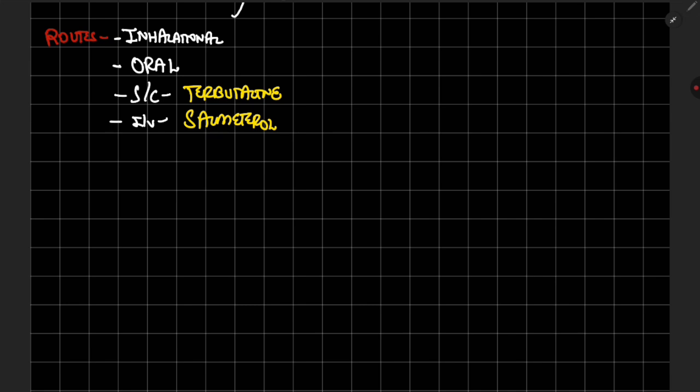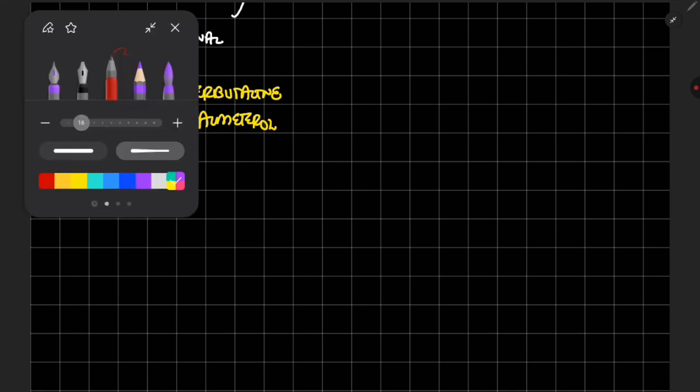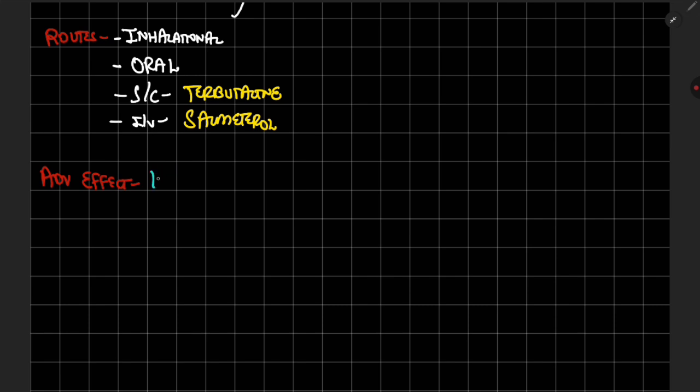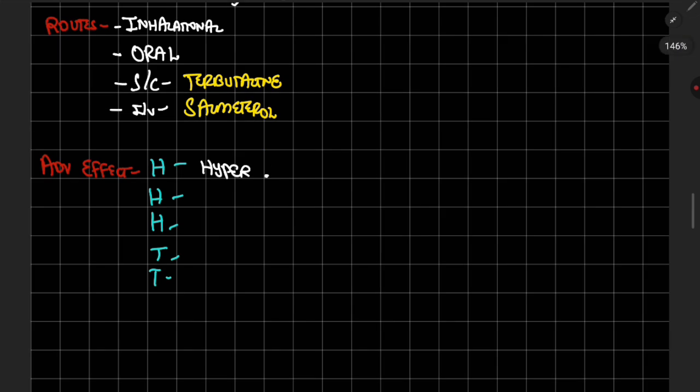Okay, what are the adverse effects? These are very, very important. So the mnemonic goes H, H, H, T, T. Okay, so hyperglycemia, first side effect, first adverse effect.